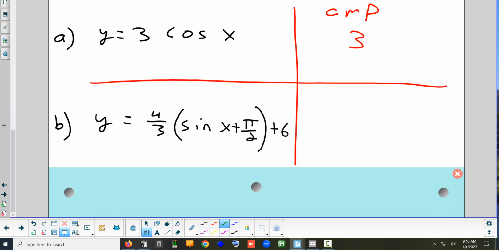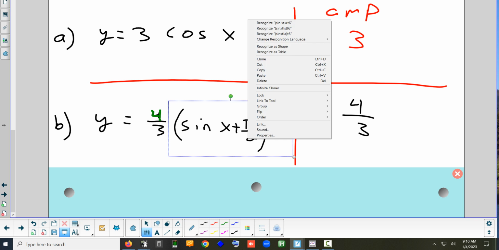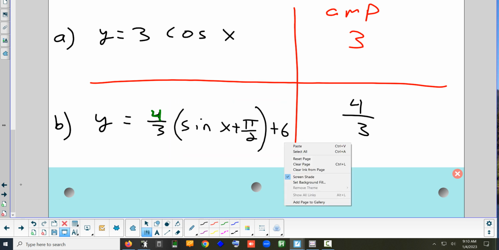All right, how about that one? That says 4/3 sine of x plus pi over 2 plus 6. What's the amplitude there? Would it just be 4/3? Just 4/3. There's some other things happening there that we talked about yesterday, but none of those affect the amplitude. Shifting left and right doesn't affect the amplitude. Neither does shifting up and down.